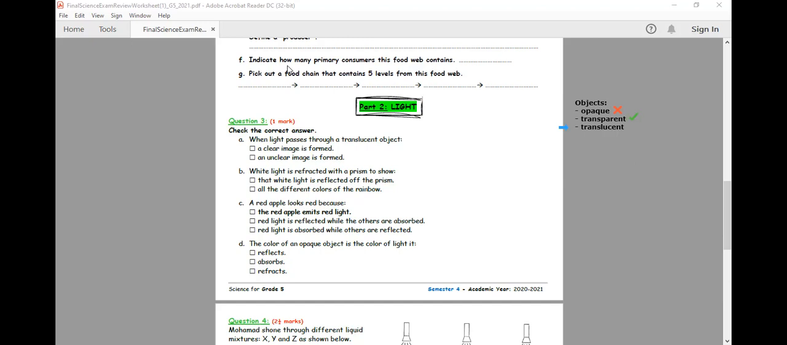So what about the image shown? Do translucent objects show a clear image of what's behind or an unclear image of what's behind? Unclear image. Thank you, Yarena. Unclear image, since they let only some of the light pass through.